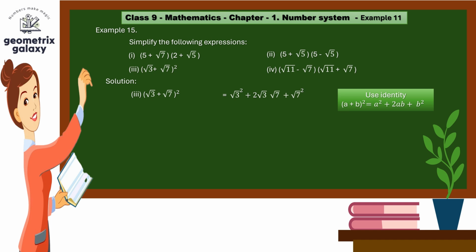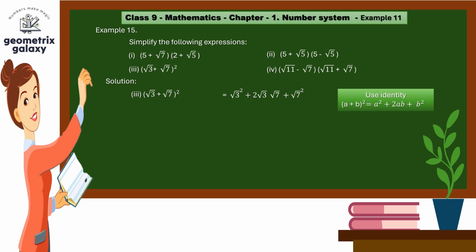Now please think, what is a and what is b according to the identity in this question? Yes, you are right. Root 3 is a and root 7 is b. So in the place of a and b, we will substitute root 3 and root 7. So now we are going to apply the identity in this question. In the place of a square, we will get root 3 square, and in the place of 2ab we will get 2 into root 3 into root 7. Then in the place of b square we will get root 7 square.